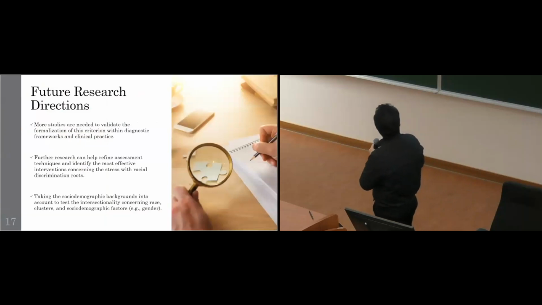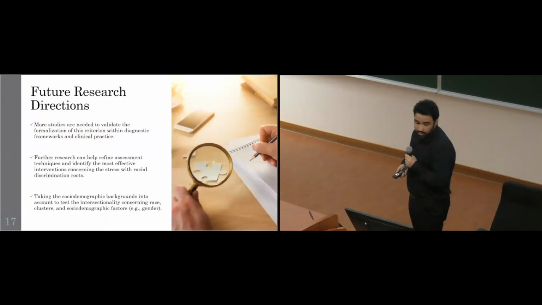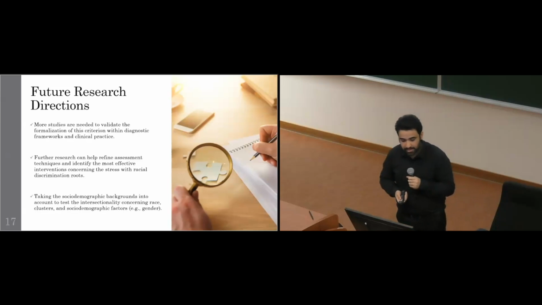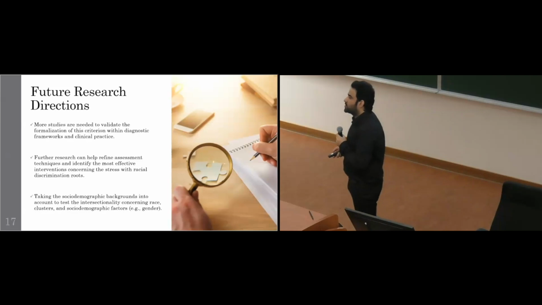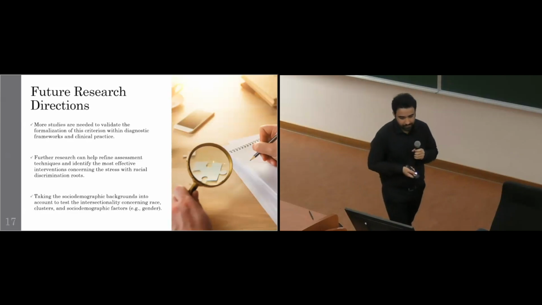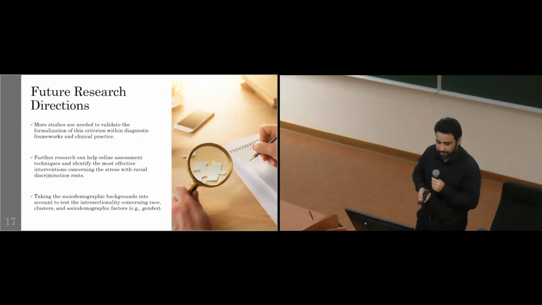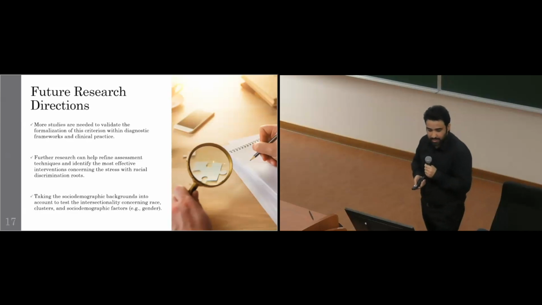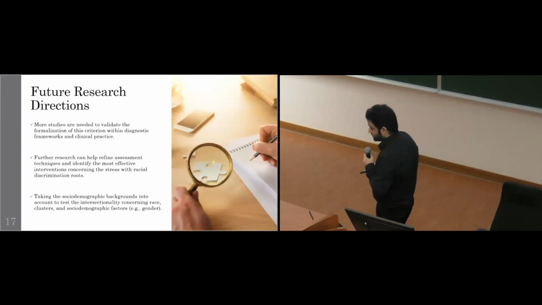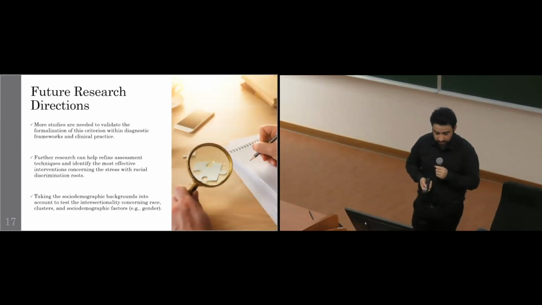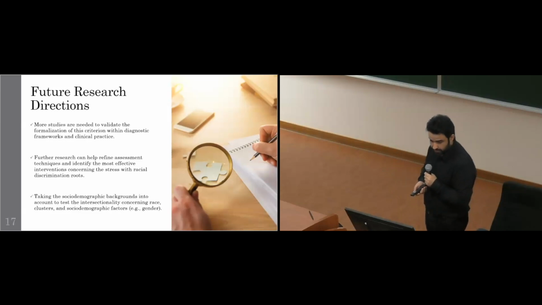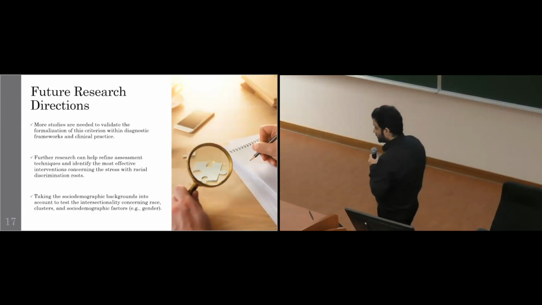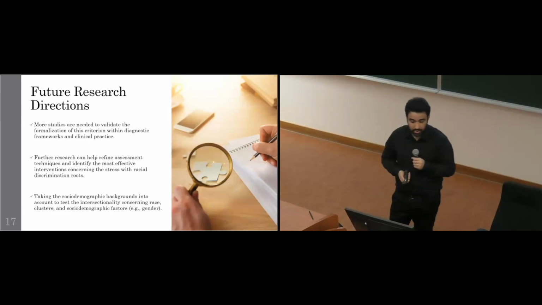Regarding future research directions, we need more studies to validate this criterion, which is about the stress with racial discrimination roots. We also need further study to refine assessment techniques and identify the most effective interventions concerning the stress with racial discrimination roots. And we also need to take socio-demographic backgrounds into account in our future research.